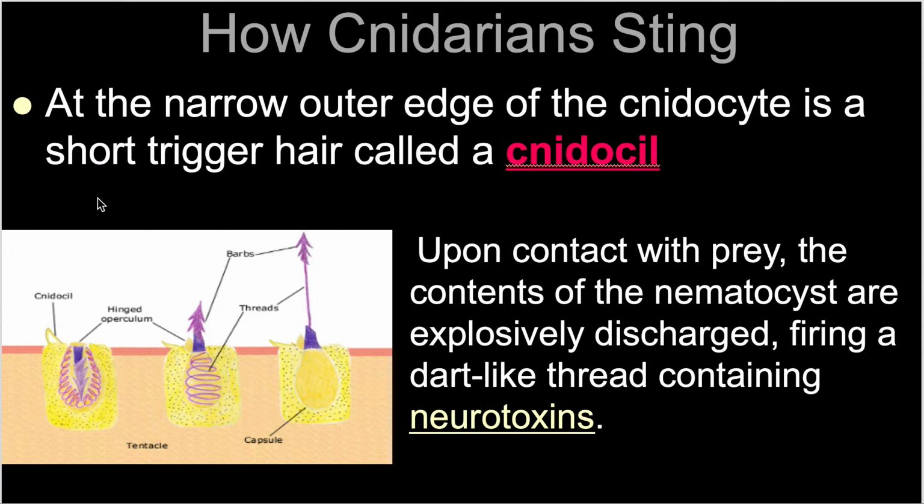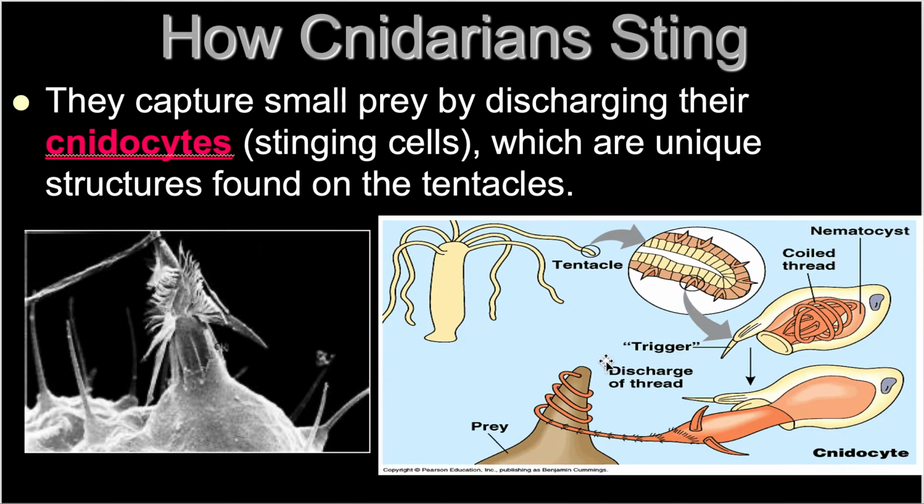At the narrow outer edge of a cnidocyte is a short trigger hair called a cnidocyl. Upon contact with prey, the contents of a nematocyst are explosively discharged and fire a dart-like thread containing a neurotoxin. So here you go, here's the cnidocyl over here. It's like a little trigger. And then it releases, and it's got little barbs here. We can see that in this picture here.